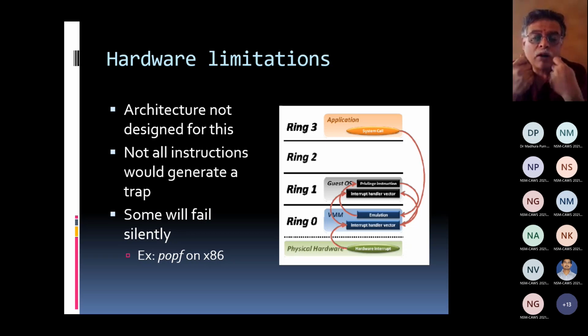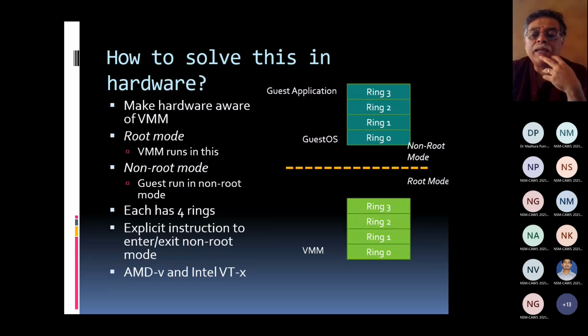So now, how can we solve this problem from an architectural standpoint? Well, the answer is pretty simple. What we do is we make the hardware aware of the fact that there is a VMM which is going to sit, and there's also going to be a guest OS. So we create two modes of operation for the processor. The processor can run in root mode. This is the root mode.